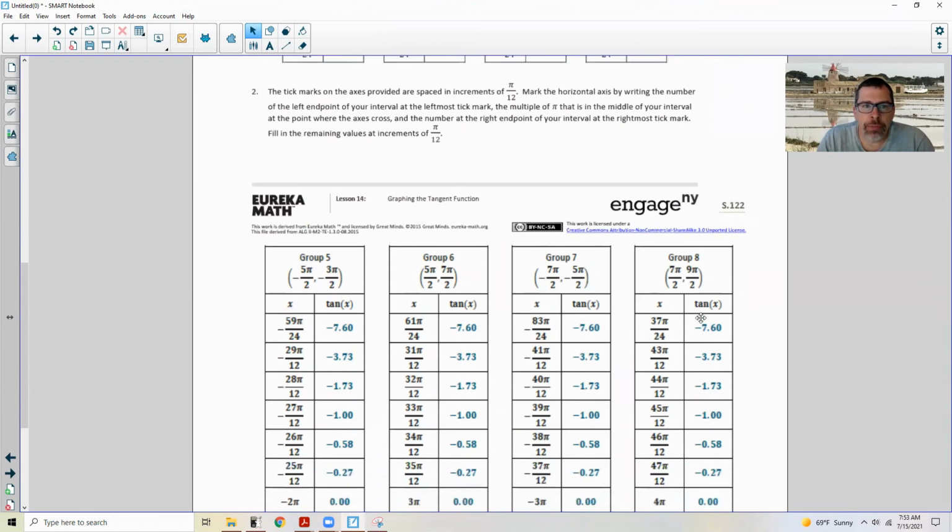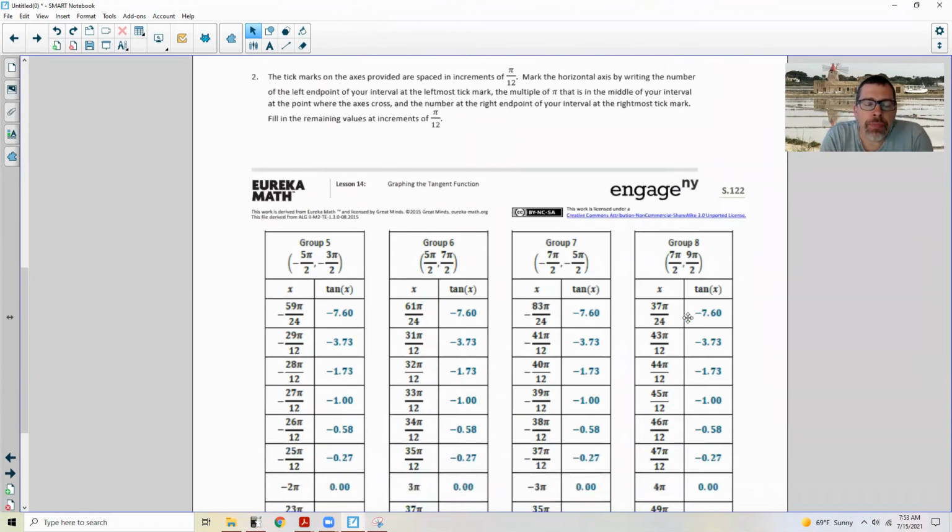All right, so now let's go back to part 2. The tick marks on the axis provided are spaced in increments of pi over 12. Mark the horizontal axis by writing the number of the left endpoint of your interval at the leftmost tick mark, the multiple of pi that is in the middle of your interval at the point where the axes cross, and the number at the right endpoint of your interval at the rightmost tick mark. Fill in the remaining values at increments of pi over 12, which is what these tables are.